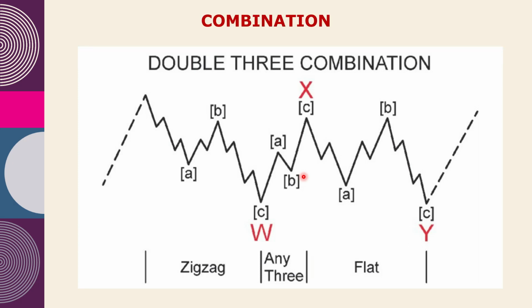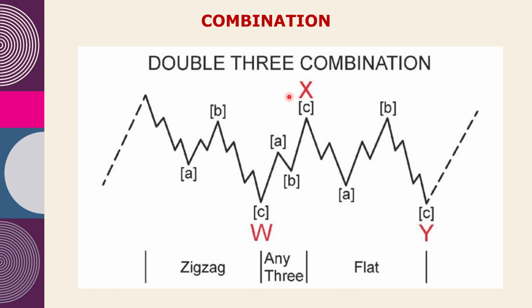There never appears to be more than one triangle in a combination, and when one appears, it always seems to be the final corrective structure in the combination. The two types of combinations are double three and triple three. This is a double three combination. A double three combination includes two corrective patterns. The first corrective pattern is labeled W, and the second corrective pattern is labeled Y. They are linked by X.